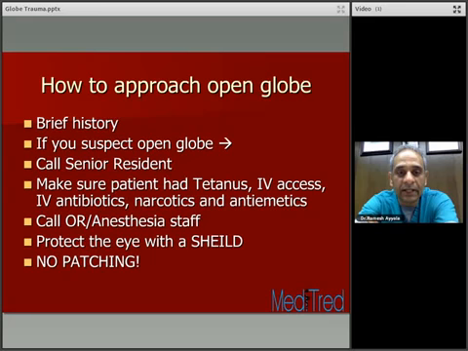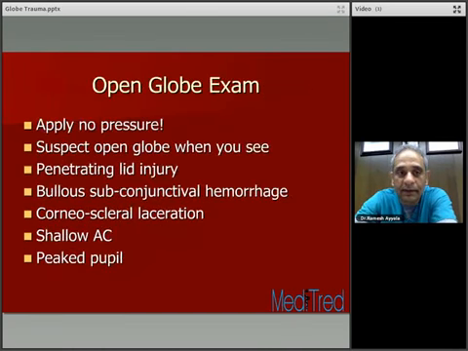Make sure that the patient had a tetanus, IV access, IV antibiotics, narcotics, and antiemetics. Call the OR or anesthesia staff to highlight the fact that the patient with an open globe is coming in. Protect the eye with a shield. Do not patch the eye. By patching the eye, you're going to exert more pressure on a globe that's already ruptured and open, and in the process may force the contents of the eye to come out. So as I said, when you examine these eyes with an open globe, apply no pressure.